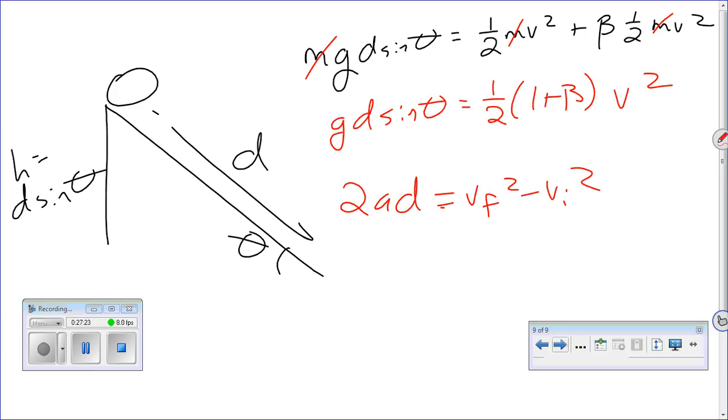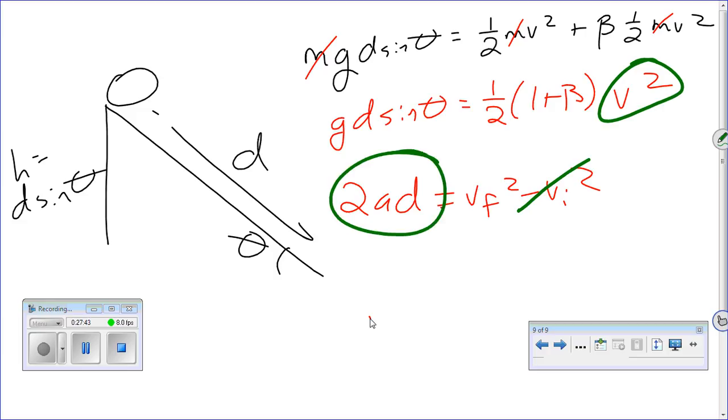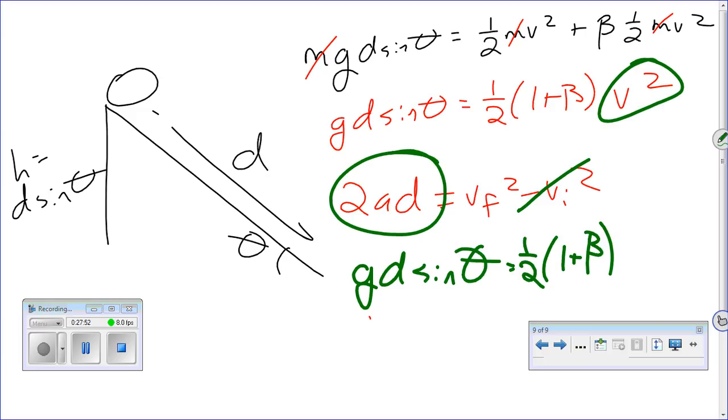Vi is 0, right? At the top. So this goes away. That wasn't what I wanted to happen. So this goes away, and this v squared is really just 2ad. So I'm going to take this v squared and replace it with 2ad. Now I get g d sine theta equals 1/2 times 1 plus beta times 2ad.